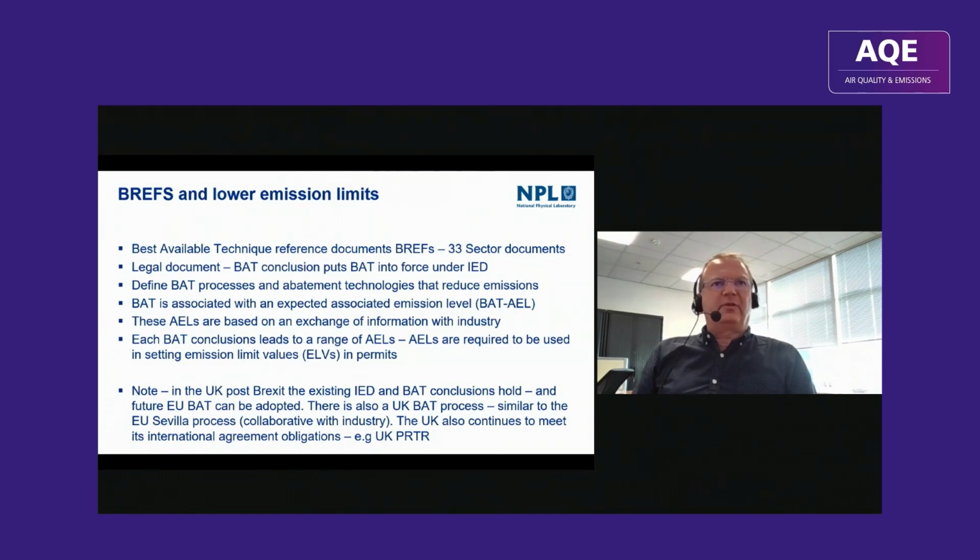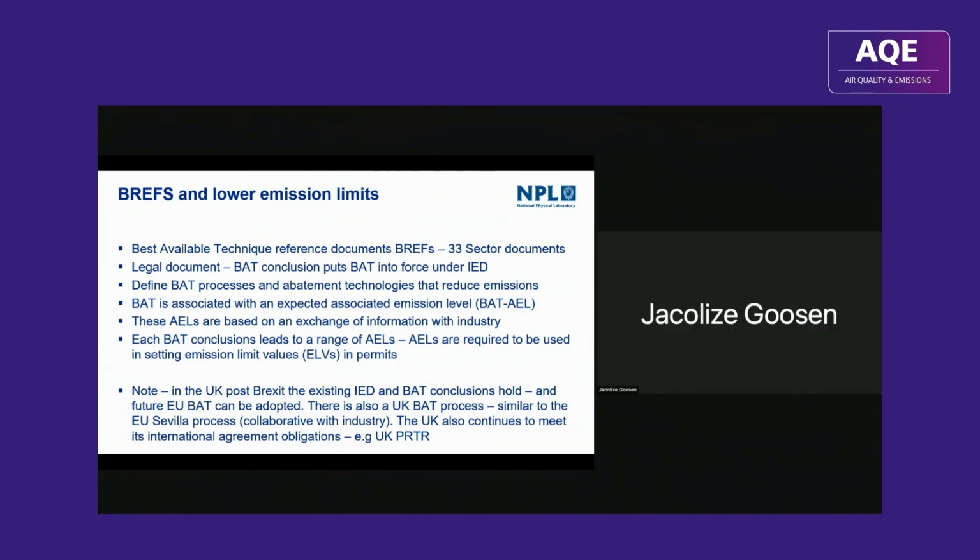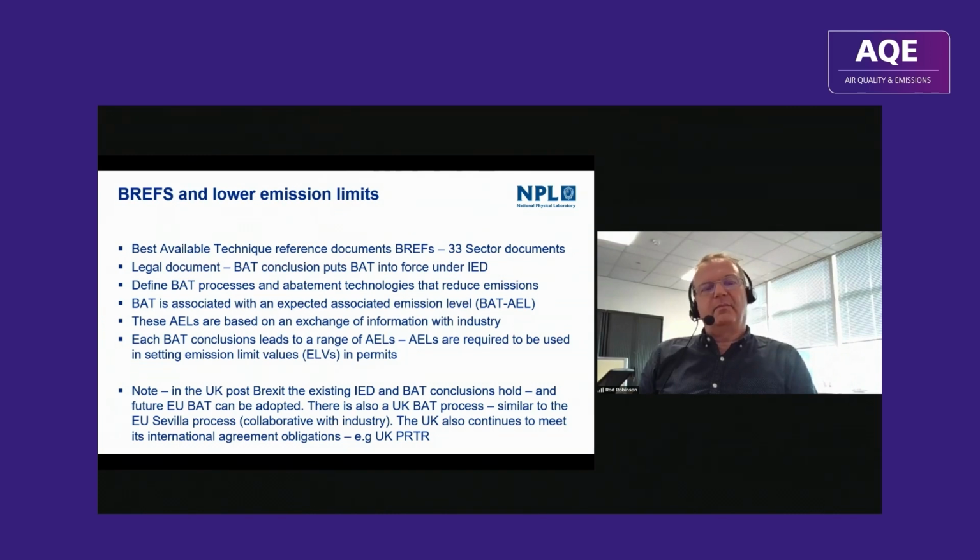So the BREF documents, there are currently, I think, 33 sector related documents defining best available technologies. And as I said, the BAT conclusions which come out from those BREFs are legal documents. That is associated, as I say, with the technologies to reduce emissions. And they've been based on data provided by industry through an exchange of information. So the ranges which are placed in the BAT conclusions associated with BAT are based on the range of data that's been seen on measurements from those technologies in place.